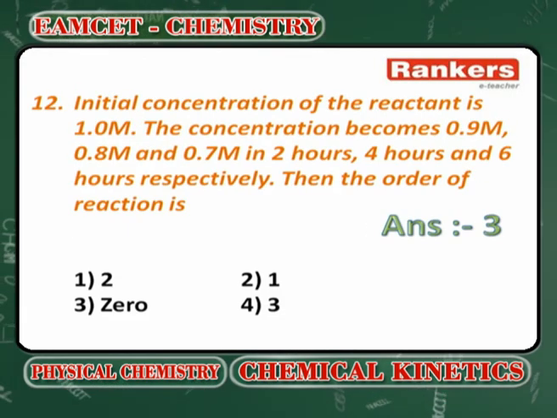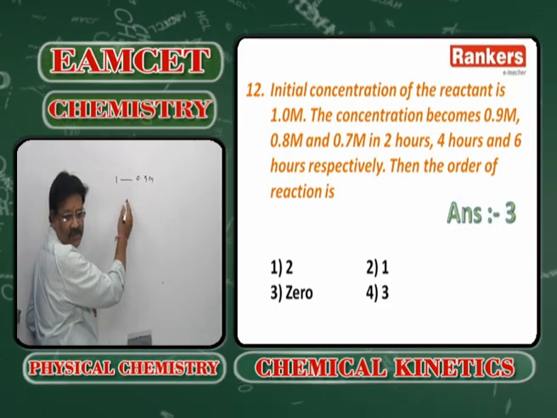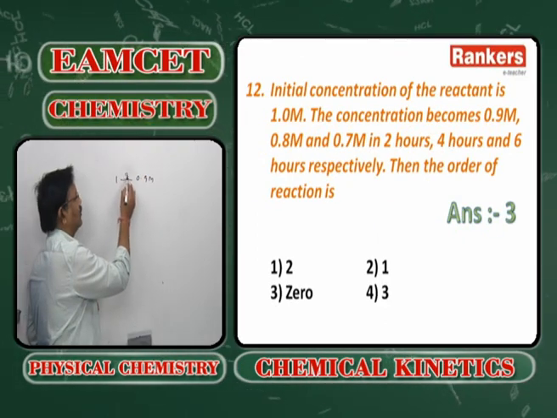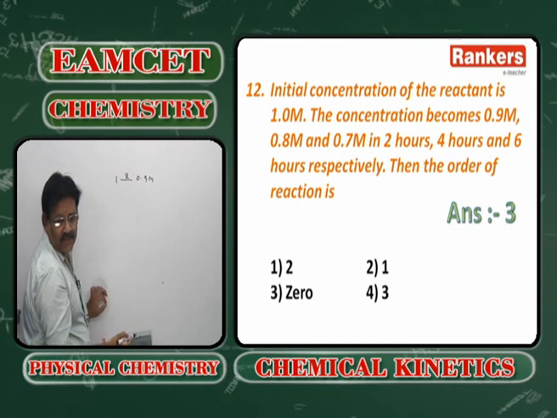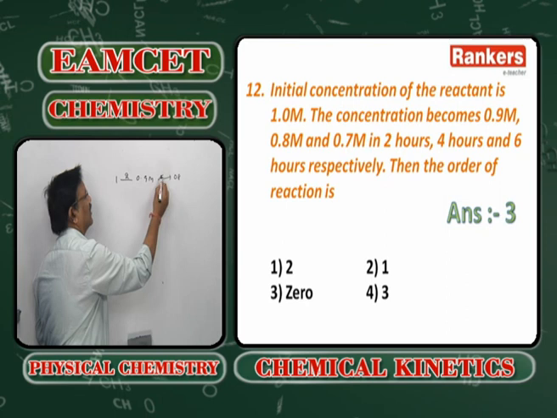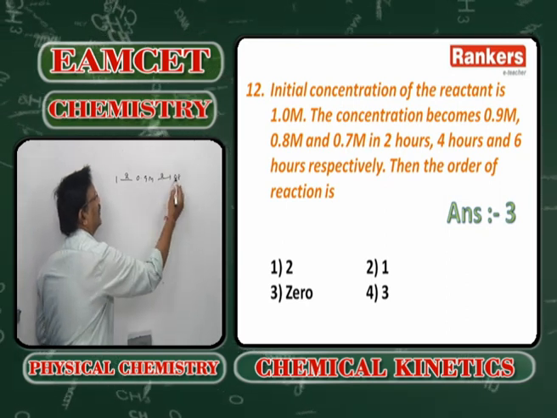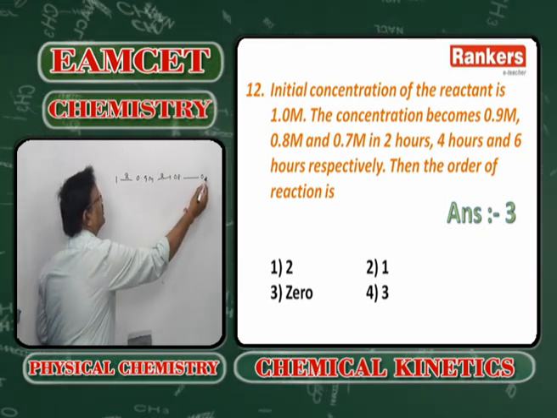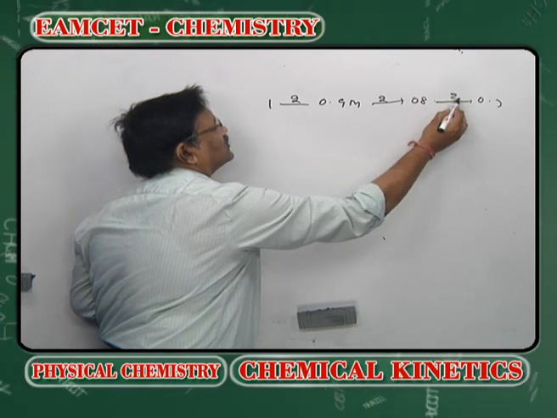Next question. Initial concentration of the reactant is 1 M. The concentration becomes 0.9 molar in 2 hours, so 1 M becomes 0.9 molar in 2 hours time. And 0.9 will become 0.8 molar in another 2 hours time. 0.8 molar becomes 0.7 in another 2 hours time.